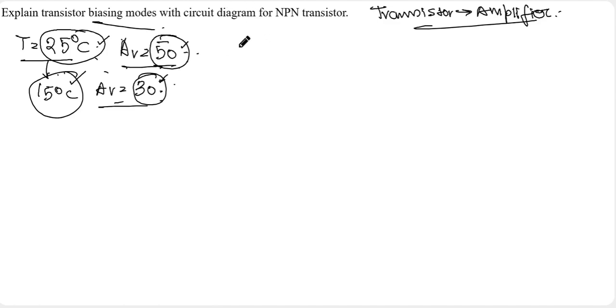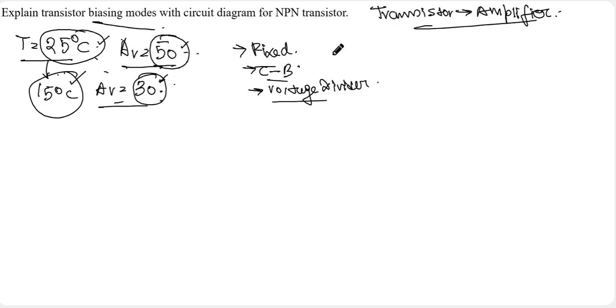And the BJT biasing circuits are basically of three types. One is fixed bias, another is collector to base bias, another is voltage divider bias. So these are the three types of biasing techniques that we are using. And we will be selecting a particular biasing technique to bias our transistor based on its stability factor.